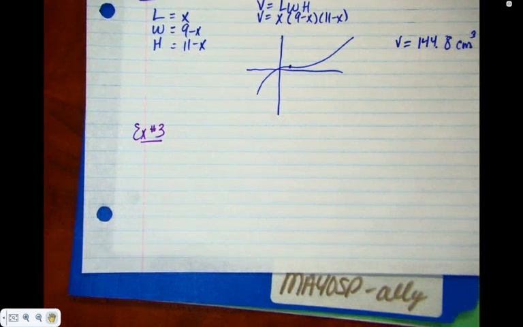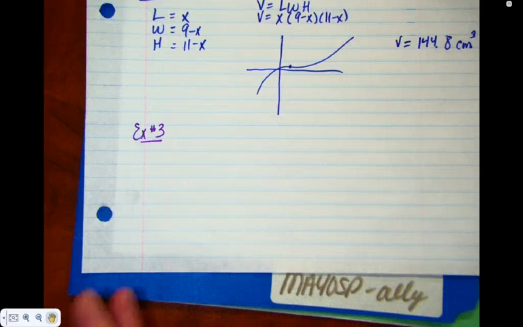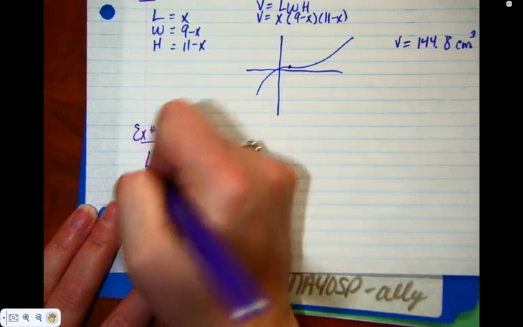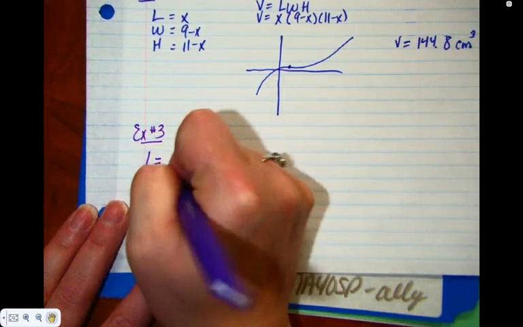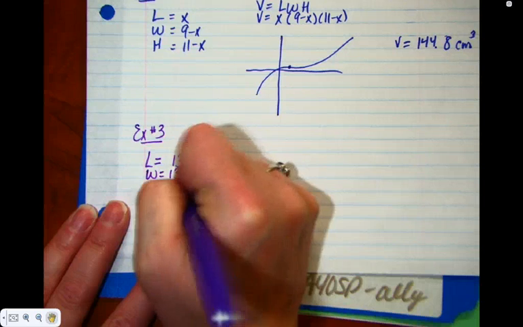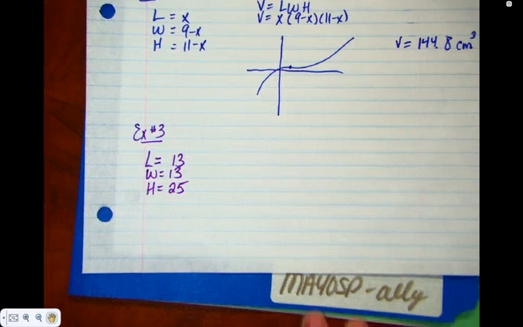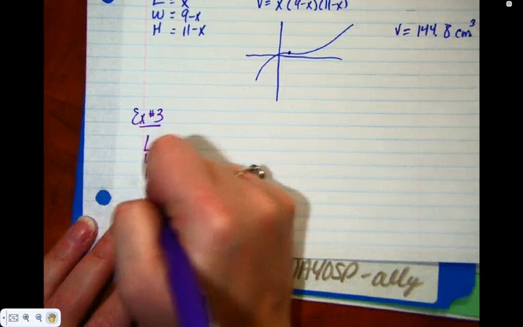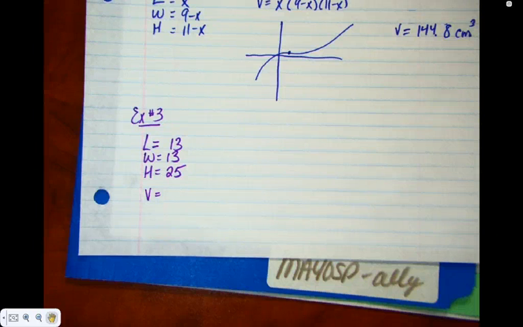The questions where you're adding something to a dimension are always going to work this way. Again, I like to start with the original dimensions. It doesn't matter what I call length, width, height. I'm just going to do them in order. So the length is 13, width is 13, height is 25. Again, if you want to put those in a different order, I don't care. They're just the 3 dimensions. And I know I want to do something to the volume, so I'm going to need that in there somewhere.